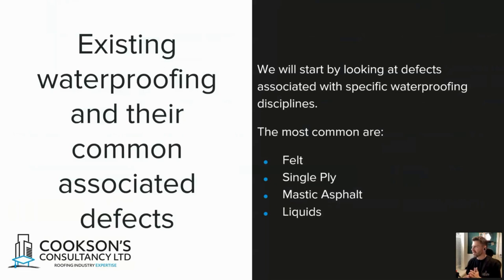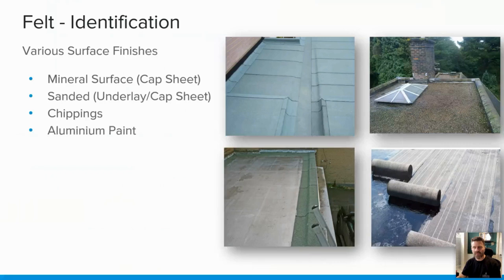Okay, so we're going to start now looking at the defects associated with specific waterproofing types. Obviously, the most common waterproofing types are felt, single ply, mastic asphalt, and liquids. So let's have a look at the defects associated with each one of those, starting with felts.